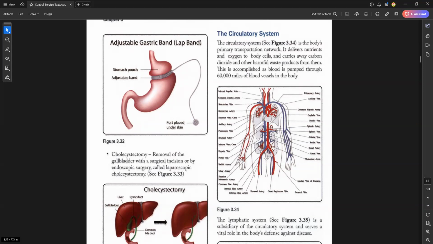God is very wonderful. Allah is very wonderful. Now, that is what happens. Now, we are going to study something about this circulatory system. Let's go down. Next page.